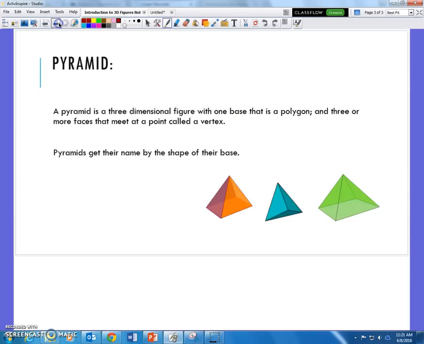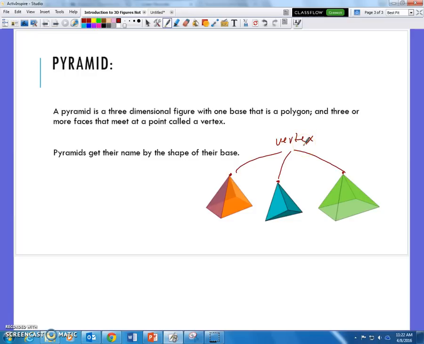Okay. There's also something called pyramids. Okay, and they're three-dimensional as well, and they have one base that's a polygon and three or more faces that meet a point called the vertex. So that's a really confusing way to say the point of the pyramid is called the vertex. Okay, it's called the vertex. Fancy word for the point of the pyramid.